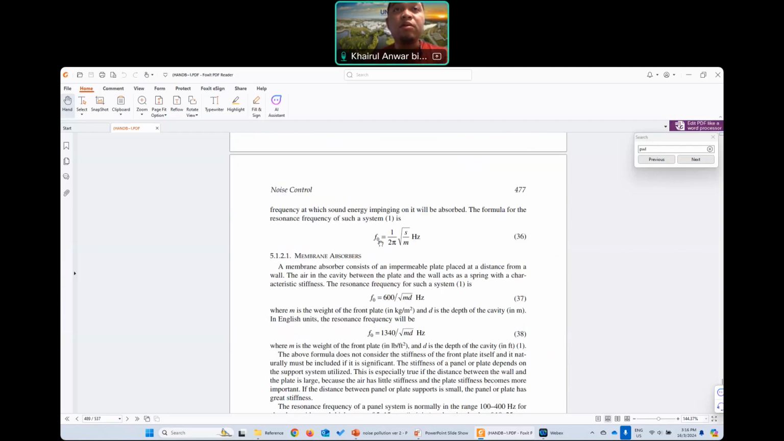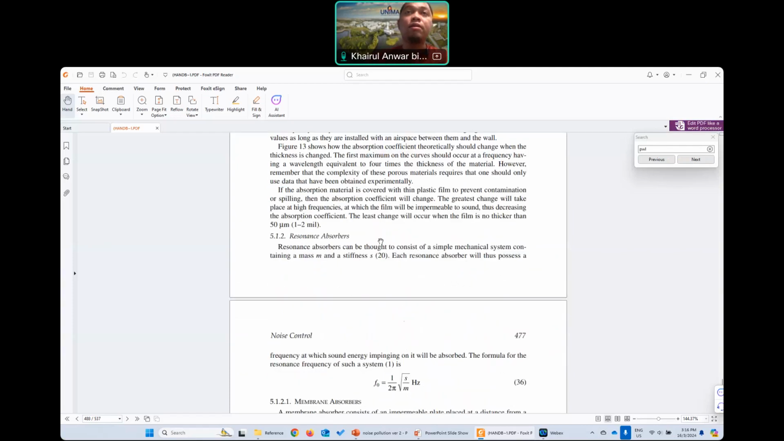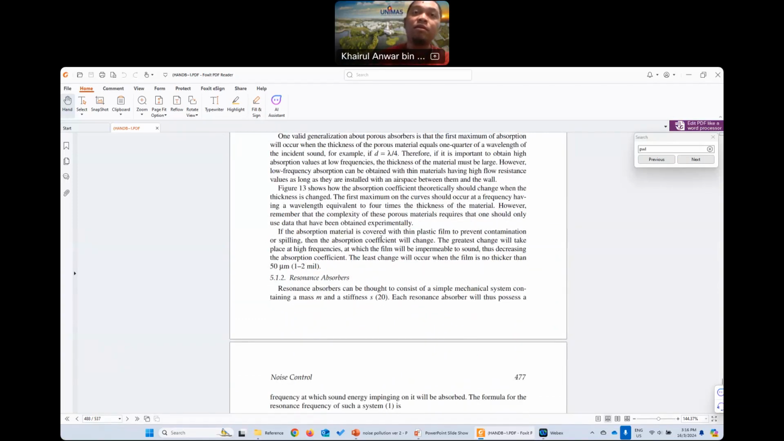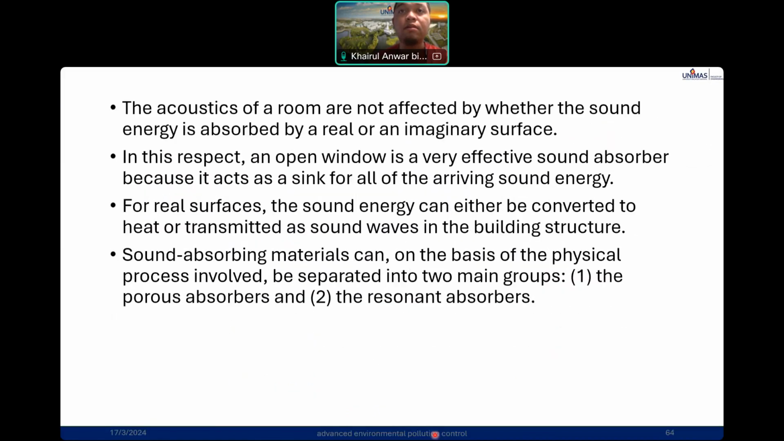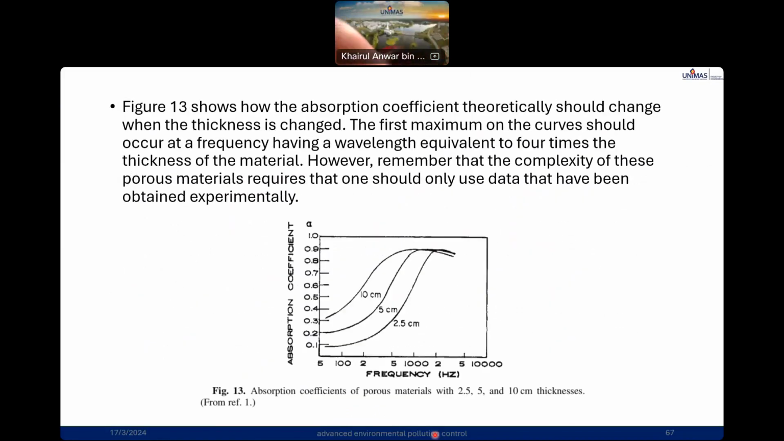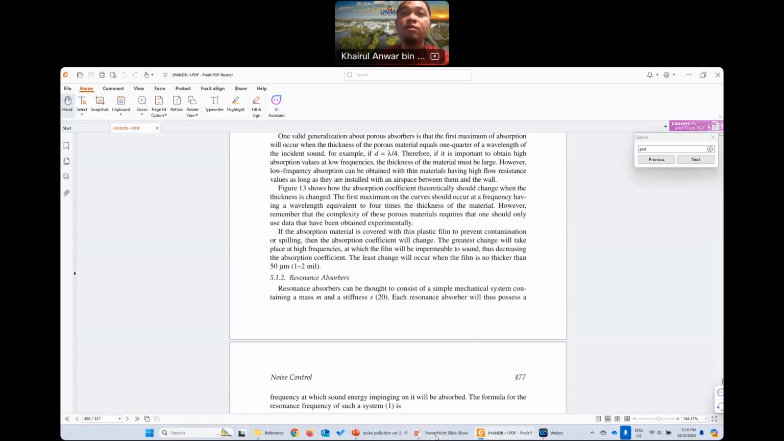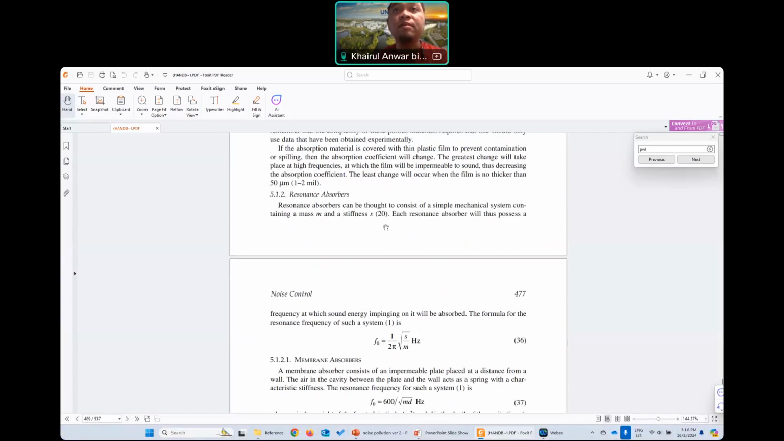Next we have the resonant absorber, the membrane absorber, of resonant. A resonant absorber can be thought to consist of a simple mechanical system containing a mass m and stiffness s. Each resonant absorber will thus possess a frequency at which a sound energy impinging on it will be absorbed. So meaning this surface actually resonates with the sound.